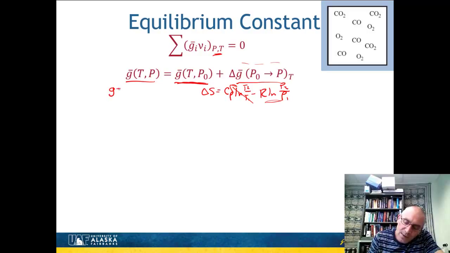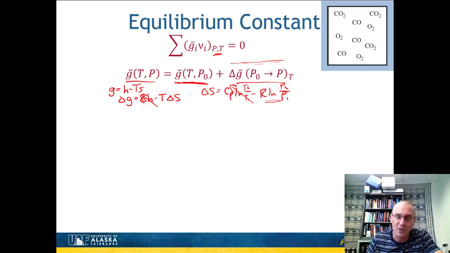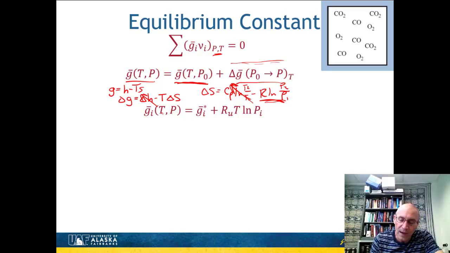Since Gibbs is defined as H minus Ts, we could say that the change in Gibbs energy, delta G, is going to be delta H minus T delta S. If I'm doing that at a constant temperature, that first term is 0. So the second term is just minus T delta S. And that delta S term, since the temperature term is 0, is just R ln of P2 over P1. So I'm going from P0 instead of P1 now, P0 to some pressure P2. That's going to give me my Gibbs energy at any temperature and pressure.